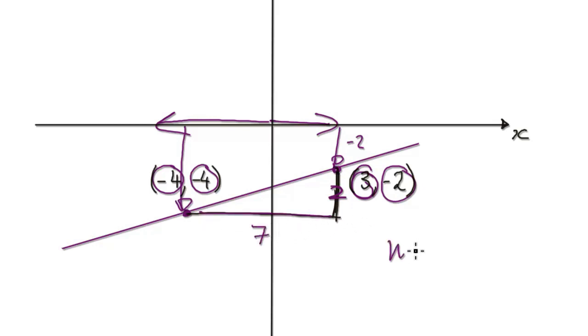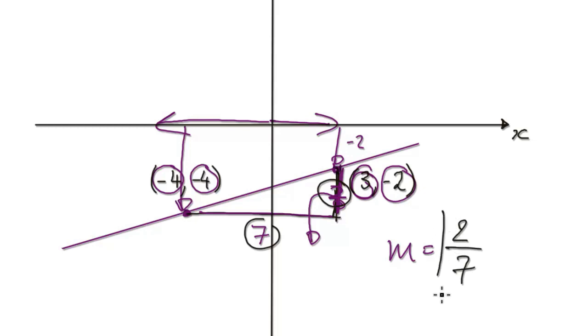So the gradient would be the height divided by the width. The height here is 2, and the width here is 7, and it's going uphill, so we don't need to stick a negative in front of it. So this is our final gradient, 2/7. Okay.